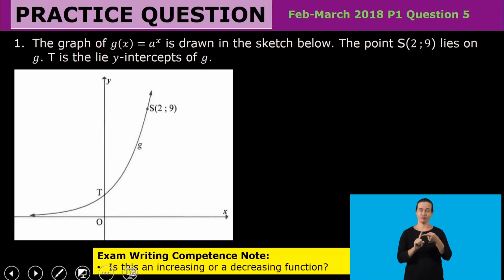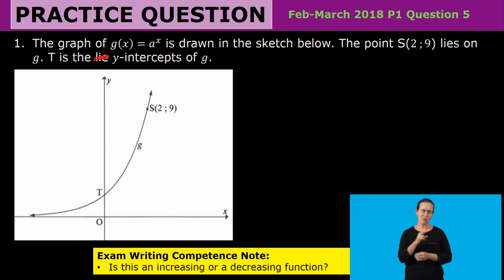The first question says, the graph of g of x is equal to a exponent x is drawn in the sketch below. The point S, which is (2; 9), lies on g. T is the y-intercept of g. So let's see what our questions are. But before we can look at the questions, you need to look at the diagram that has been given, connected to the information that has been stated.